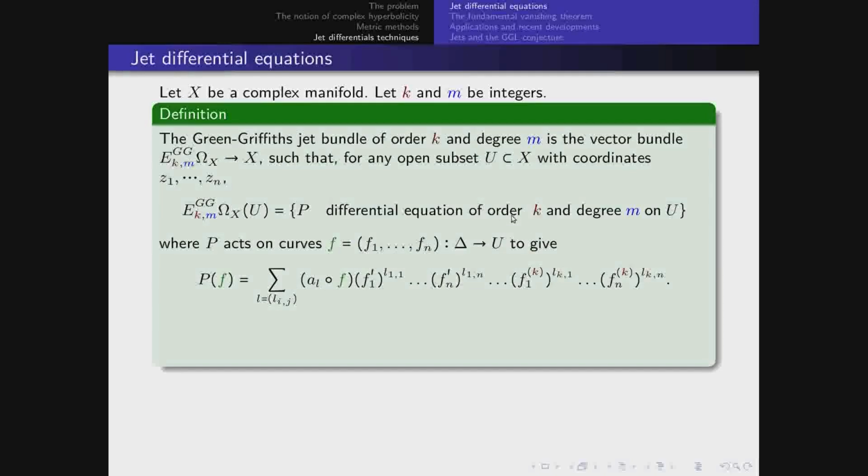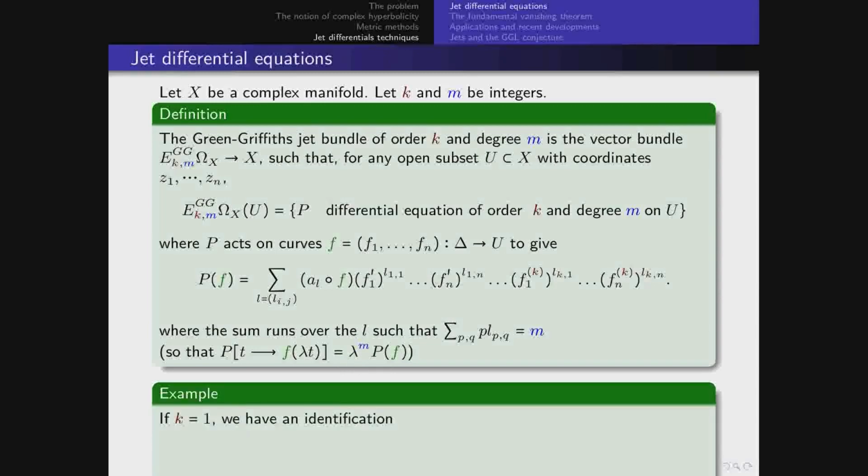So here the order k appears. It's the maximal order to which you differentiate your function f. And where does m appear? It's in the choice of the indices here. You make this sum run over the multi-indices L such that you have this equality. It is precisely the equality you need so that if you reparameterize your map f by multiplying the variable by lambda, then applying P to it will give you lambda to the power m times the former expression.